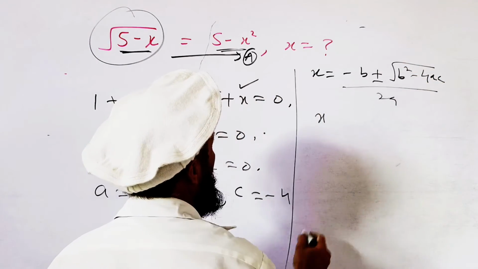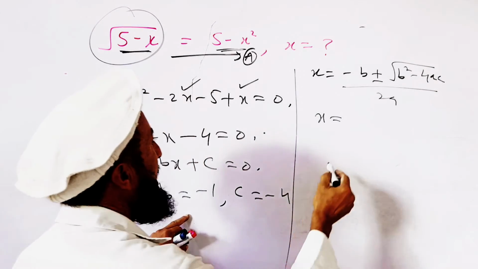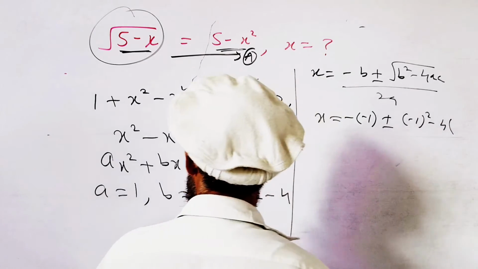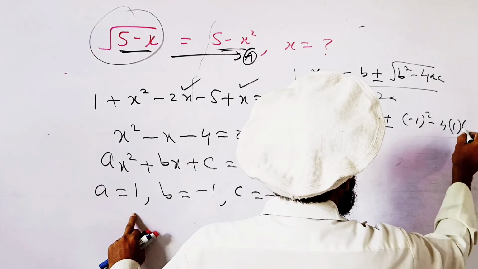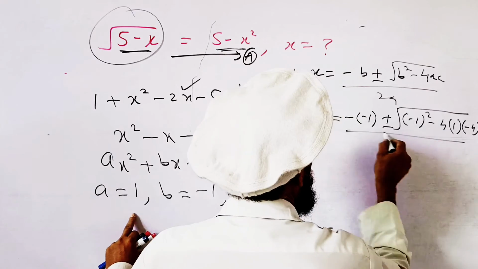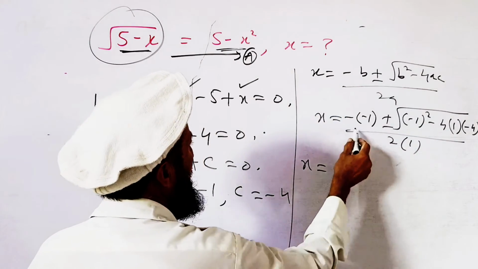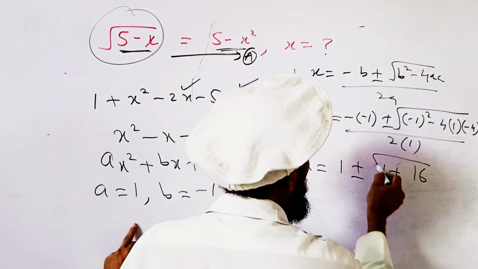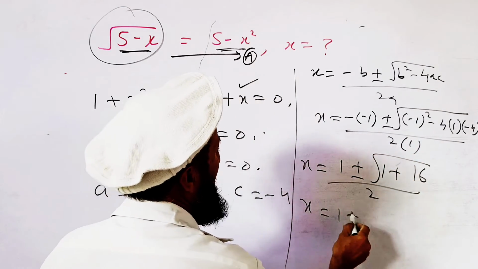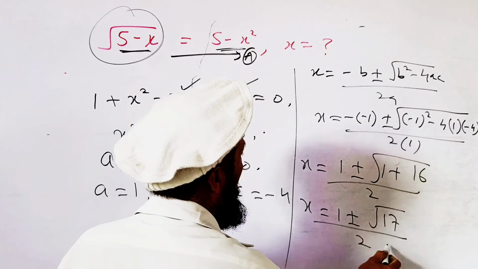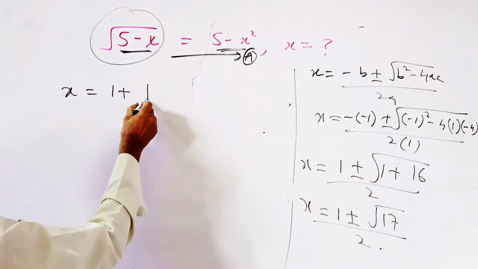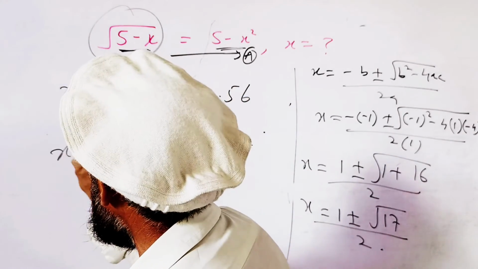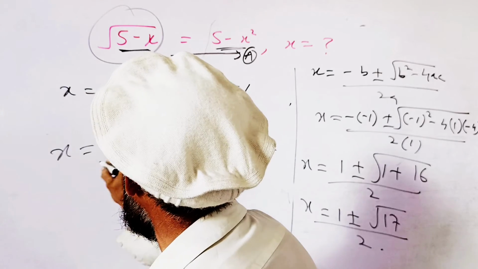x is equal to minus b plus or minus the square root of b square minus 4ac, divided by 2a. Now we substitute: minus b is 1, plus or minus the square root of minus 1 square minus 4ac, where a is 1 and c is equal to minus 4, divided by 2a. So x is equal to 1 plus or minus the square root of 1 plus 16, divided by 2. x is equal to 1 plus or minus the square root of 17, divided by 2. Now, plus the square root of 17 divided by 2, if we calculate, is about 2.56. Similarly, x is equal to 1 minus the square root of 17, divided by 2.